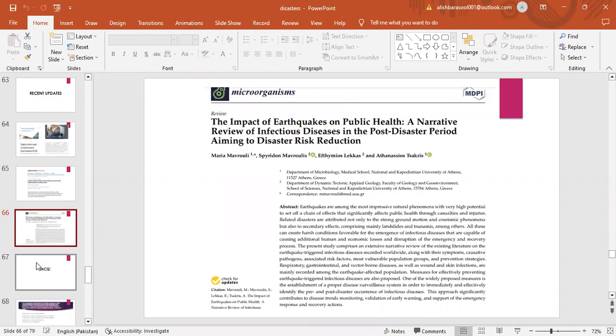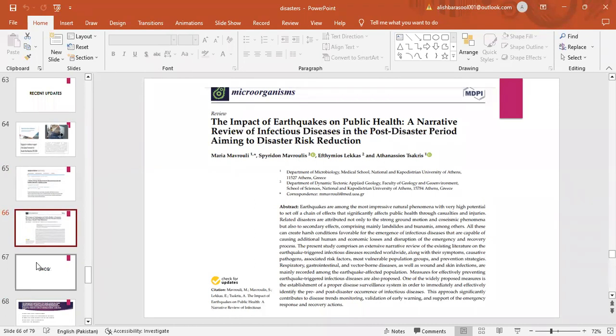The impact of earthquakes on public health, a narrative review of the infectious diseases in the post-disaster period, aiming at disaster risk reduction. Earthquakes are among the most impressive natural phenomena with very high potential to set off a chain of effects that significantly affects public health through casualties and injuries. Related disorders are attributed not only to strong ground motion and post-seismic phenomena, but also to secondary effects comprising mainly landslides and tsunami, among others. All these can create harsh conditions.